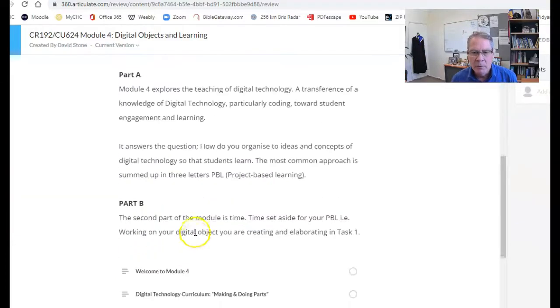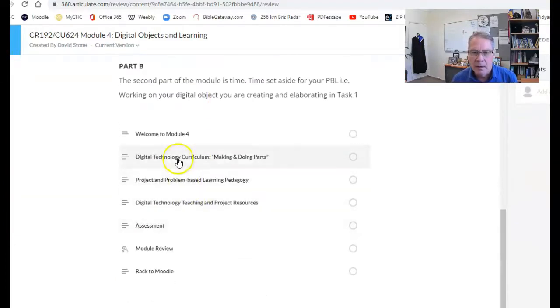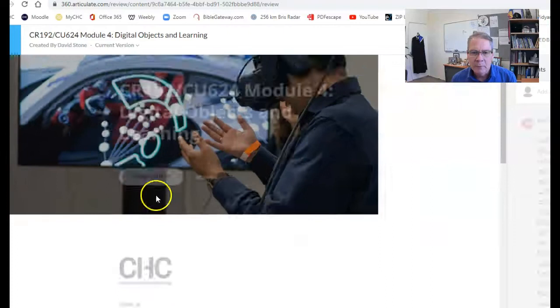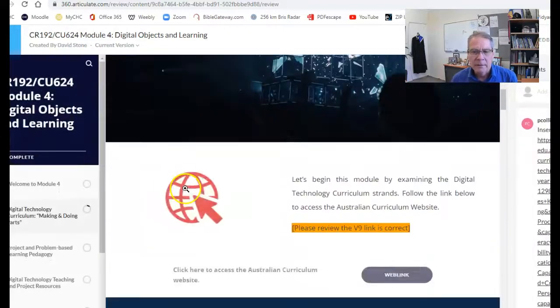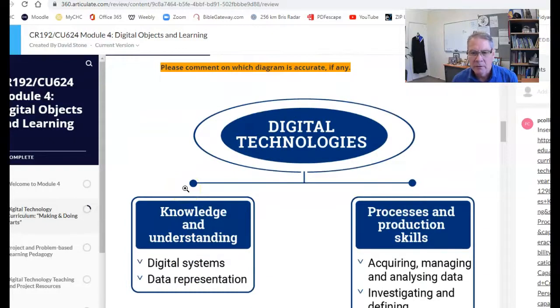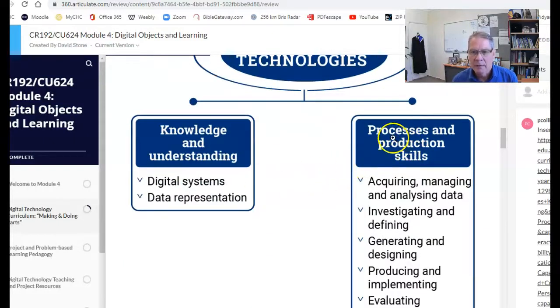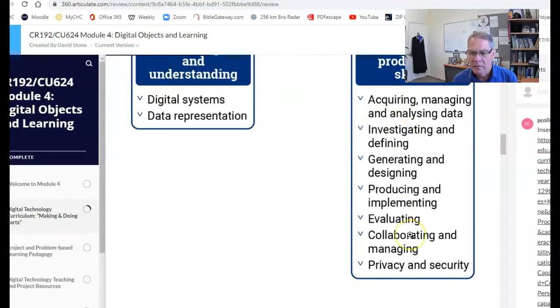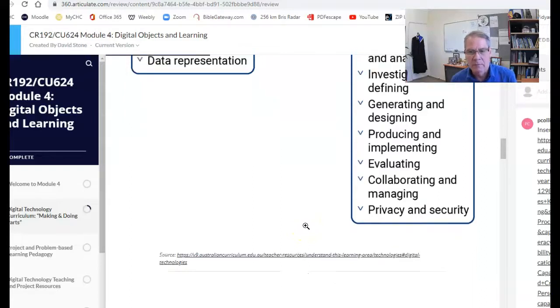So as we scroll through, you'll notice that I've got technology, doing and making, or making and doing. And what it is to say that the best part of technology, digital technologies, is that second part, the process and production skills. It's acquiring, investigating, generating, producing, evaluating, collaborating. A bit of privacy and security is a little bit separate. But it's all about the doing that's involved.